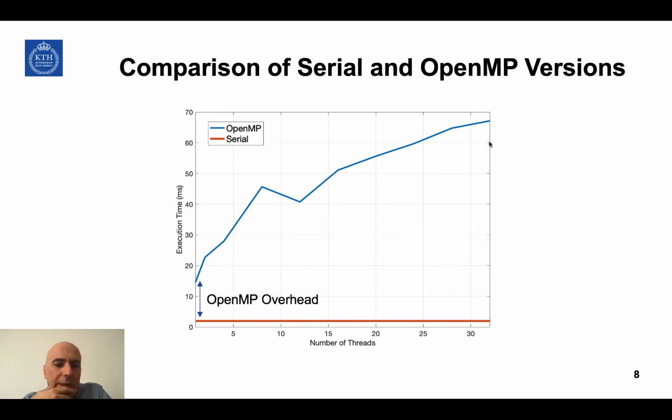The other information we have from this plot is actually the cost of the memory operation adding a critical section. So for instance, here when we have just one thread, we can compare the cost of the serial and one thread for the critical section, and you see that the cost for one critical section is roughly 15 milliseconds, right?